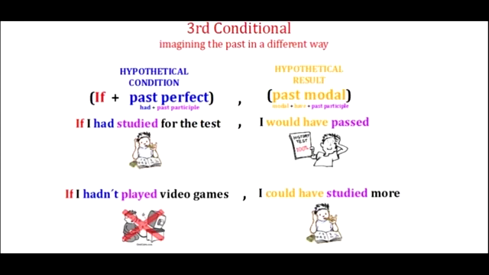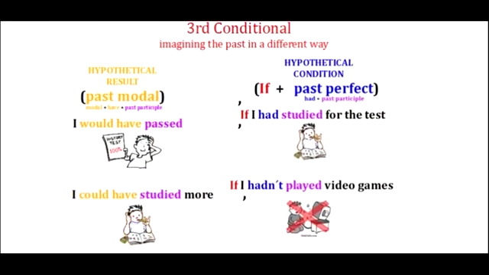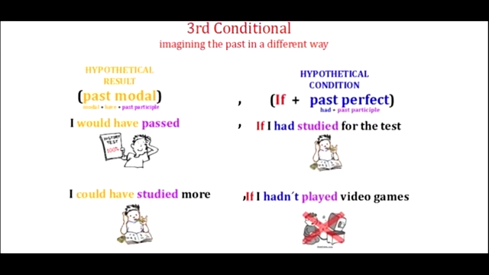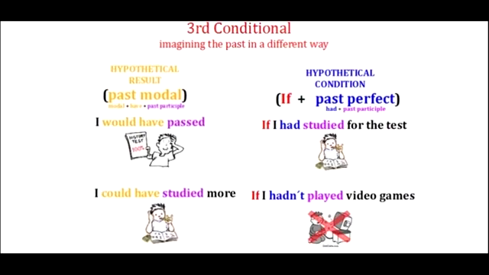But I can switch the order of these, and I can use my hypothetical result first, and then talk about the condition second, okay? But if I do this, I no longer need these commas. I'm going to take those commas away. So if my hypothetical result is first, I don't need to use the comma. So here I can read it like this. I would have passed if I had studied for the test. Or I could have studied more if I hadn't played video games. So again, the order of the third conditional is not necessarily important, but maintaining the grammar for each of the hypothetical result and the hypothetical condition is. That's very important.